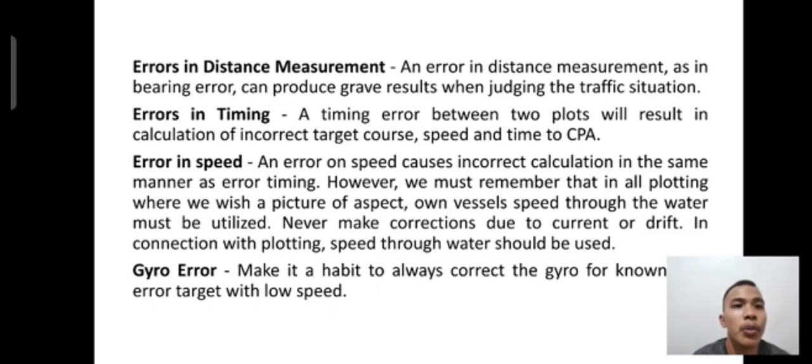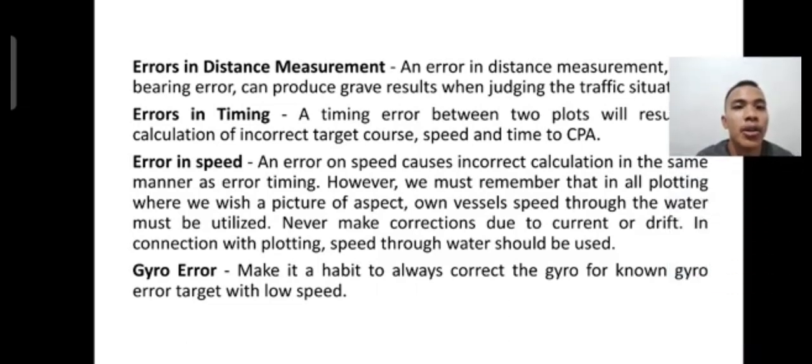However, we must remember that in all plotting where we wish a picture of aspect, the vessel's speed through the water must be utilized. Never make correction due to current or drift. In connection with plotting, speed through water should be used. Gyro error. Make it a habit to always correct the gyro for known gyro error. Target with low speed.